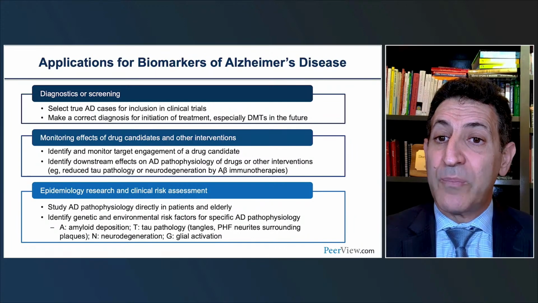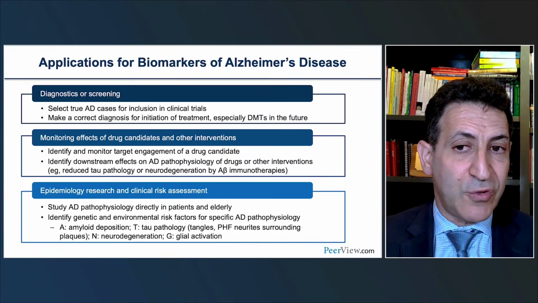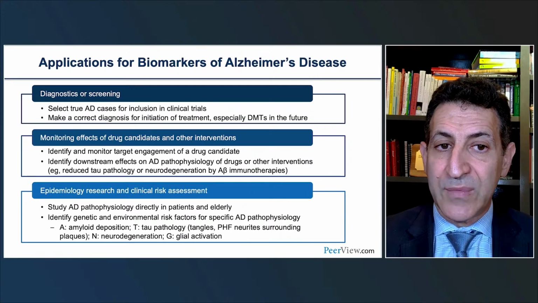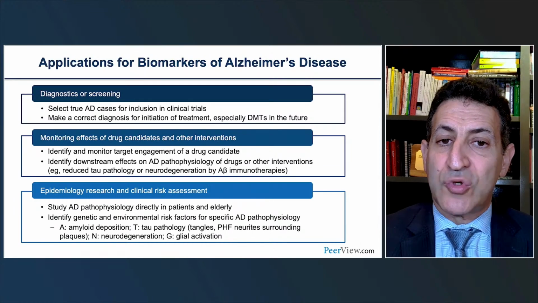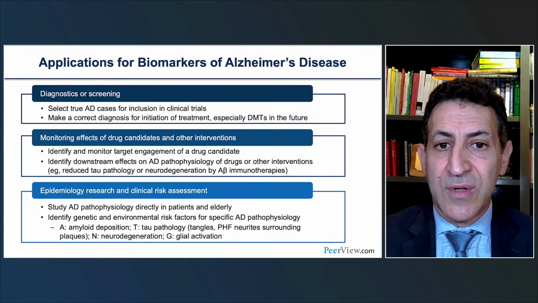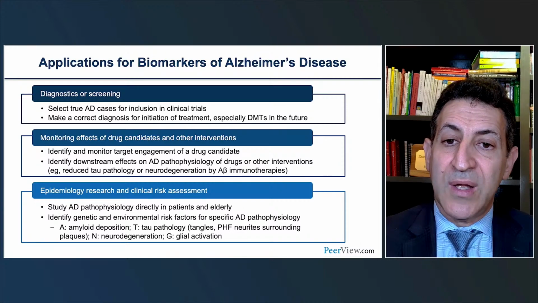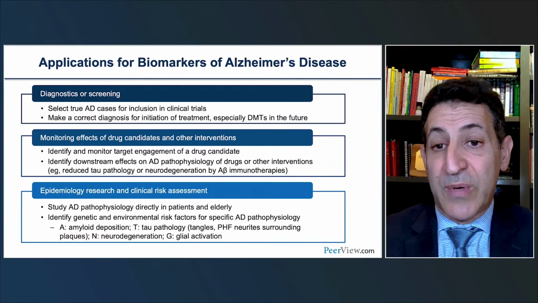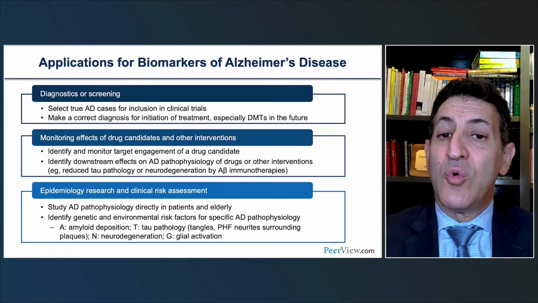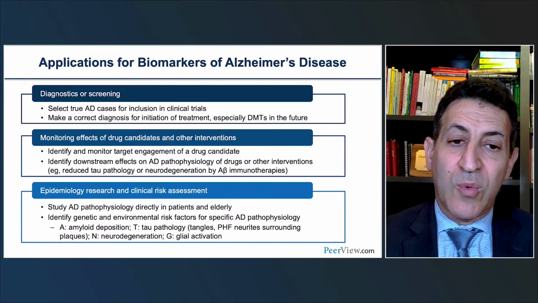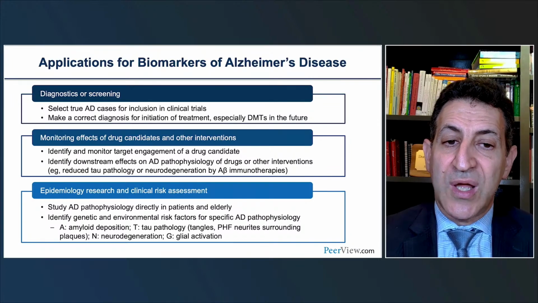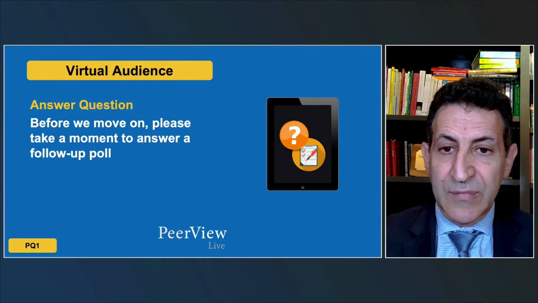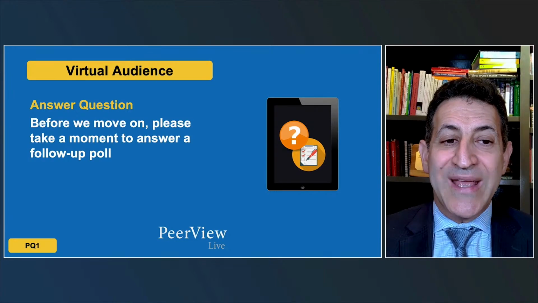But in order to get your patient a DMT, whatever that might be in the future, you need to have biomarker confirmation specifically for amyloid. The other thing you want to do is monitor effects of drug candidates and other interventions. We want to look at target engagement. We want to look at whether drugs are removing their target. So if you're looking at an amyloid immunotherapy, is it removing amyloid? And you want to look at disease course. And then finally, you want to study the pathophysiology at a population level, looking at epidemiological research and clinical risk assessment. So let's kind of drill down on ATN.